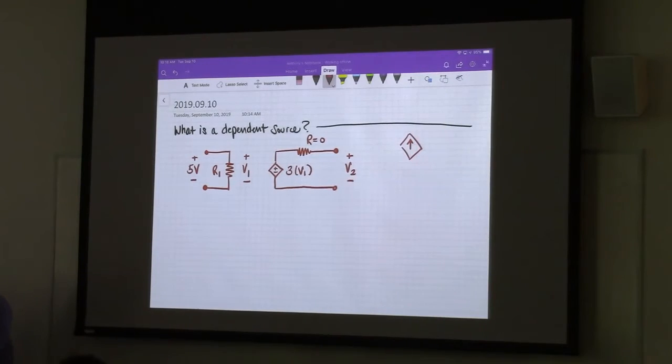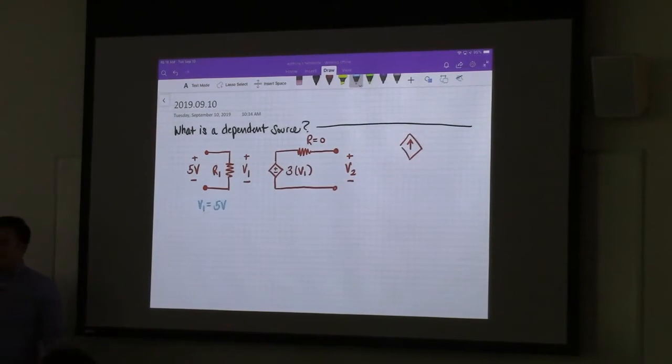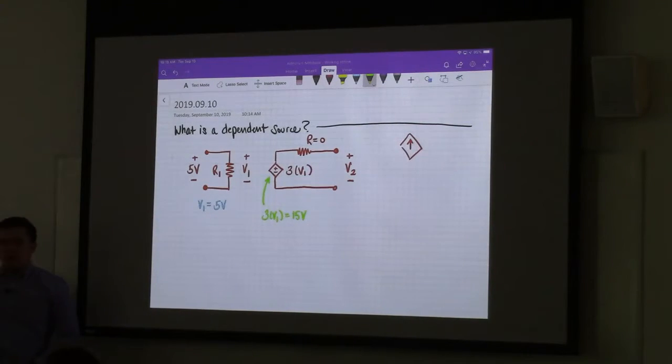So let's solve this and figure out what the output V2 will be. It's a very simple circuit. First things first, what is V1? It's simply equal to 5 volts. Right? V1 is in parallel with the 5 volt input. That means that this source, 3 times V1, is equal to 15 volts. So we're going to consider that to be a 15 volt source.